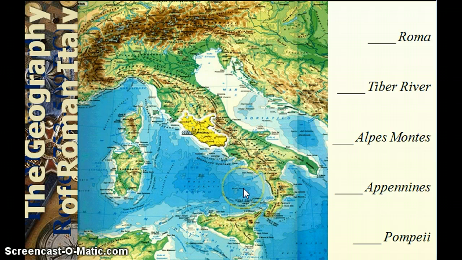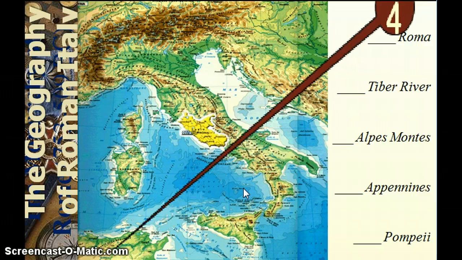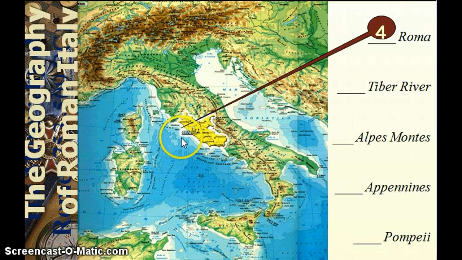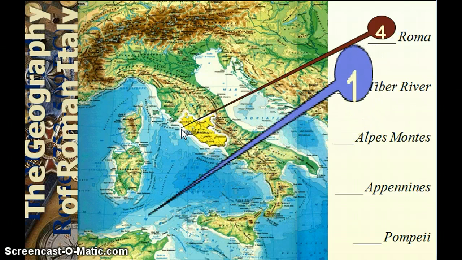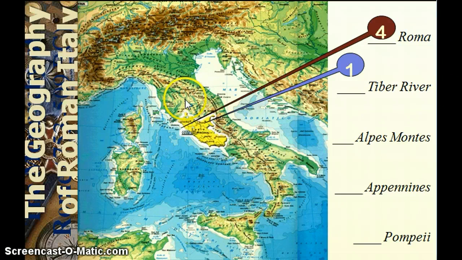In looking at Italy, you have to realize that position 4 in the center part of the peninsula is Rome. The Tiber River runs from the mountains here sluggishly down through Rome, opening up 14 miles to the east at Ostia. That's the port of Rome.